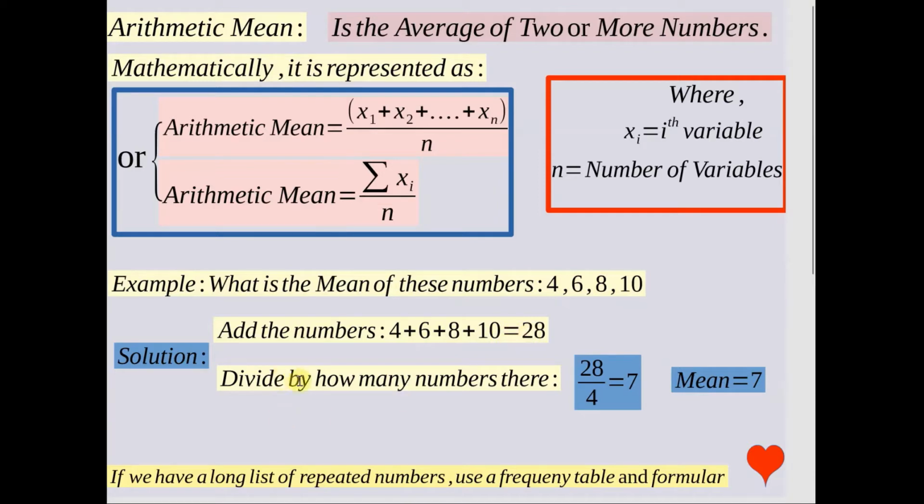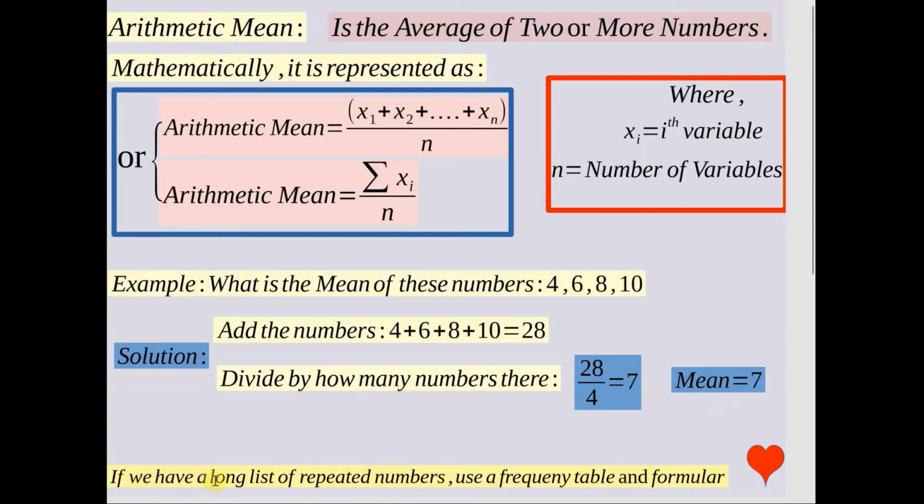And then we divide by how many numbers there are. There are four numbers here: one, two, three, four. So we have 28 divided by 4, which is equal to 7. So the mean or the arithmetic mean is 7.